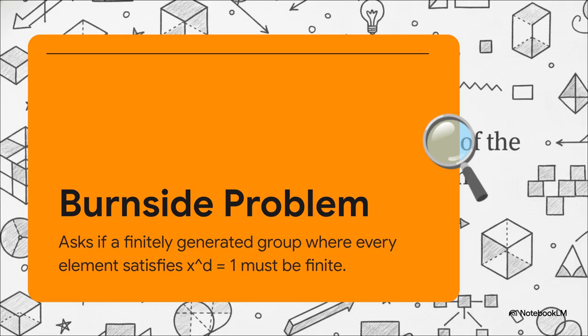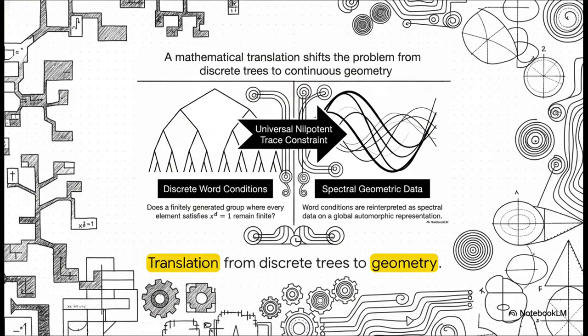For decades, mathematicians wrestled with this. It was treated as an intractable, discrete tree of words. Now, for small exponents, yeah, sure, it's finite. But for really large ones, it turns into a sprawling, infinite beast. But here is where the whole paradigm completely shifts.